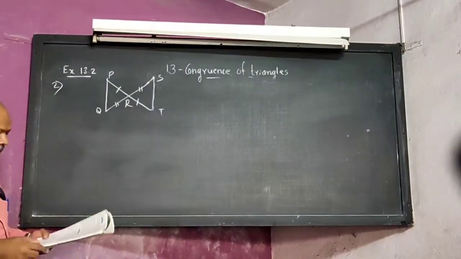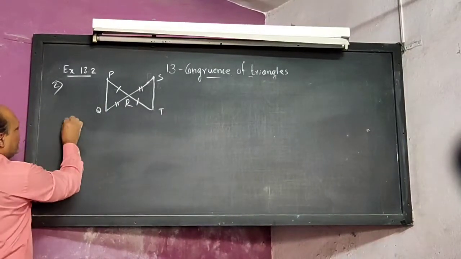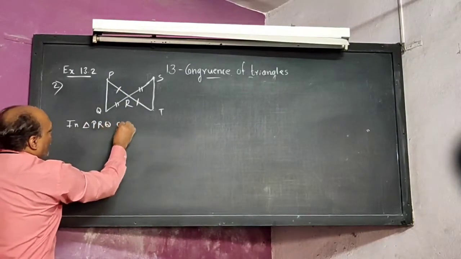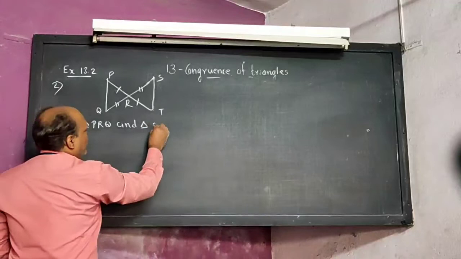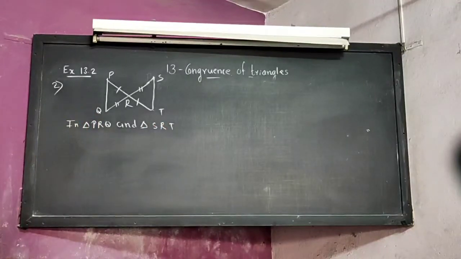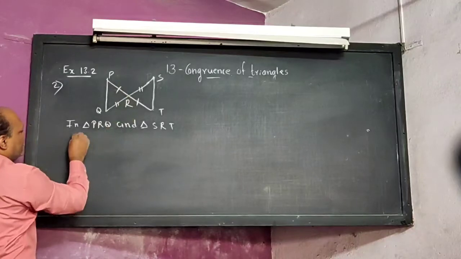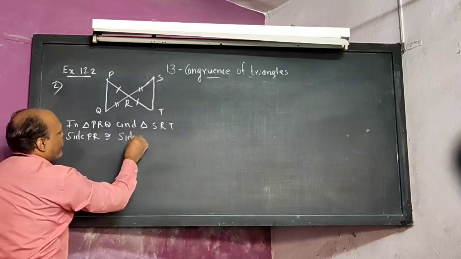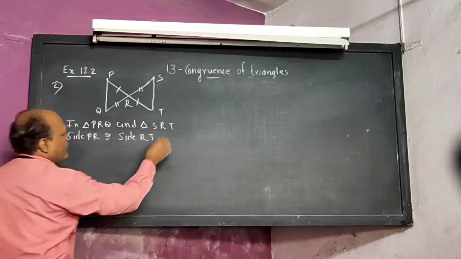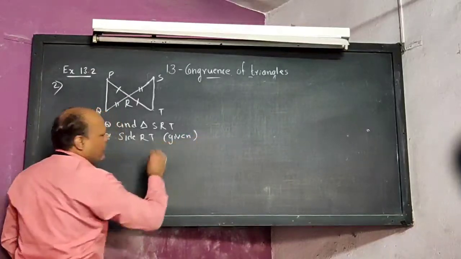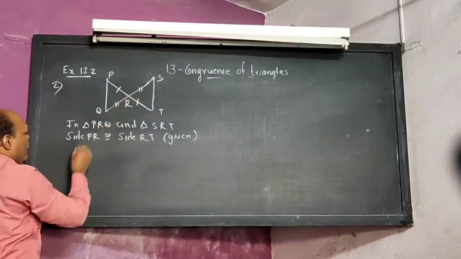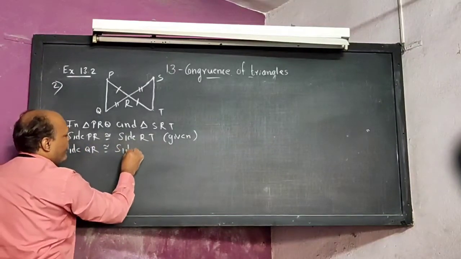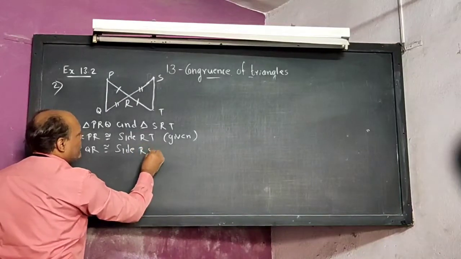Okay, sum number 2. Always remember, we start with the name of the triangle. Triangle PRQ and triangle TRS. First of all, whatever marking is given, we will write here. Side PR is congruent to side RT. That is given to you. The same way, side QR is congruent to side RS. That is also given to you.